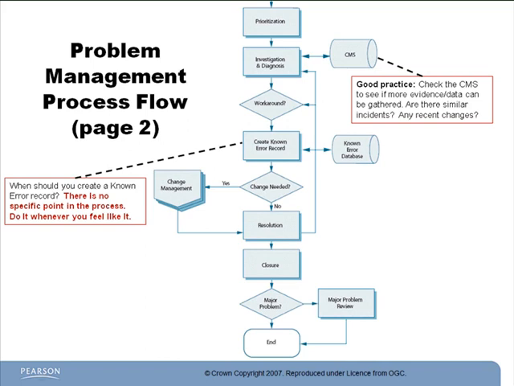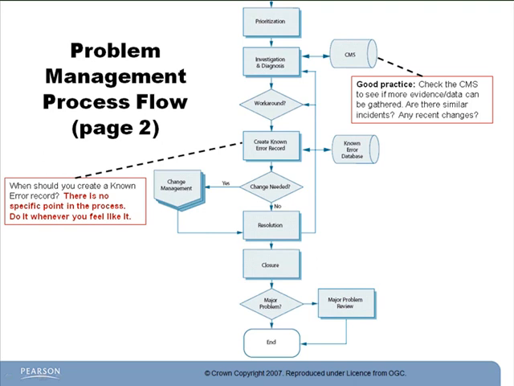Problems and known errors are resolved by changes. If a change is needed, we'll hang a left and we'll get that change implemented under the guidance of the change management process. And once that change has gone in, we can resolve the problem and close the problem ticket. If a change isn't needed, then we can resolve the problem and close the ticket that way.